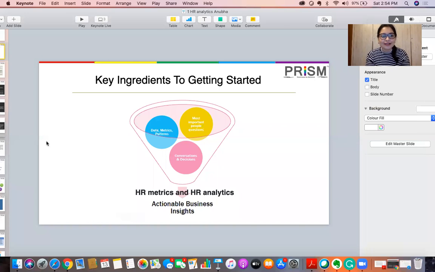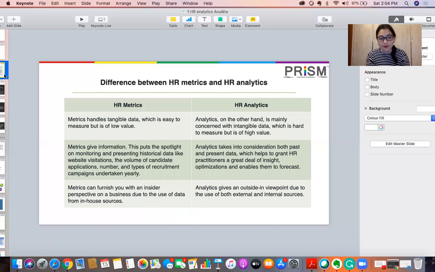So let us try and understand the difference between both of them. HR metrics is a measure which handles tangible data, which is very easy to measure but has a very low value. For example, we have attendance records, and we look at how many people are coming and how many people are on leave. That becomes your HR metrics element.